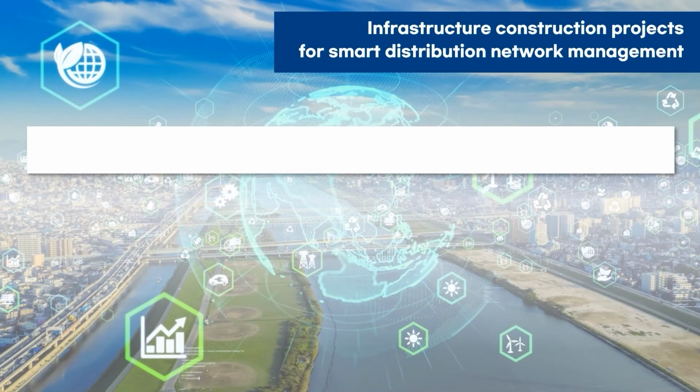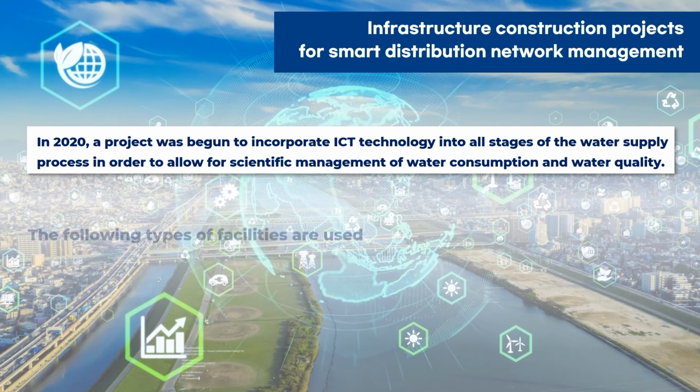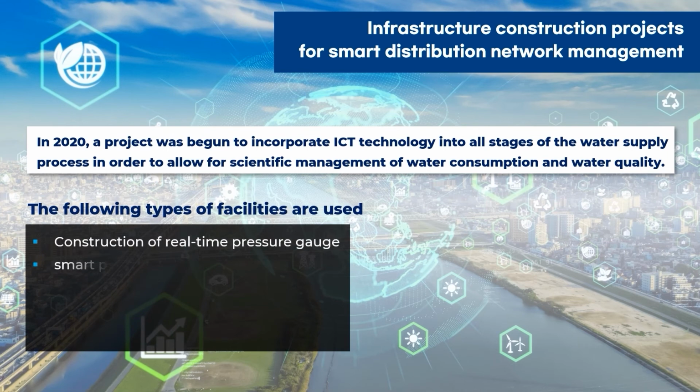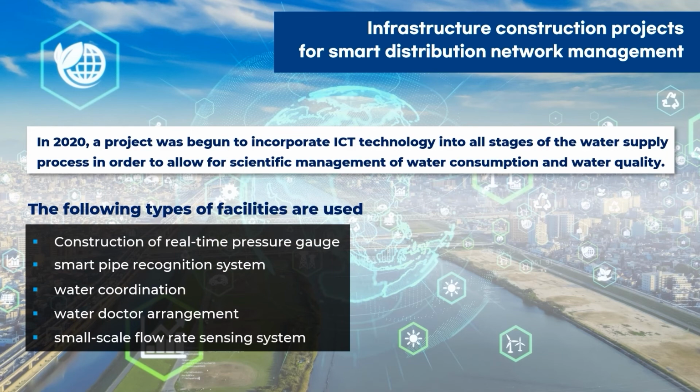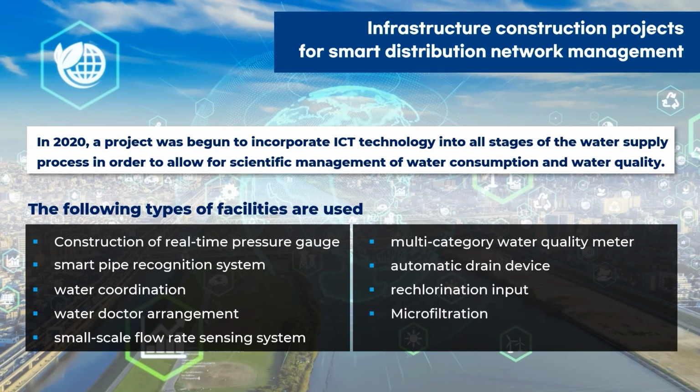In 2020, a project was begun to incorporate ICT technology into all stages of the water supply process in order to allow for scientific management of water consumption and water quality, targeted at 161 local governments for the purposes of research into current operation of smart distribution, network infrastructure, calibration, and analysis of a distribution network model, and establishment of a basic plan for smart distribution network management. The project will be carried out for all local governments by 2022.